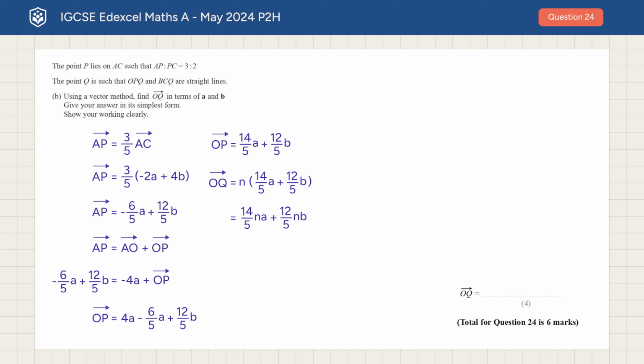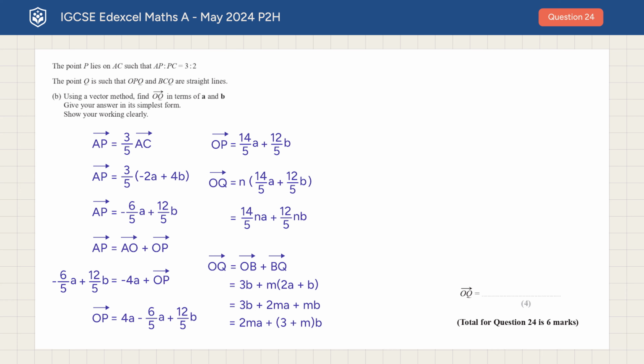But there's a second straight line to consider. B, C, and Q are also collinear. This means we can reach Q by going from O to B and then adding a multiple of the vector BC. Let's call this second multiple m. Now we have 2 different ways to write the same vector OQ.